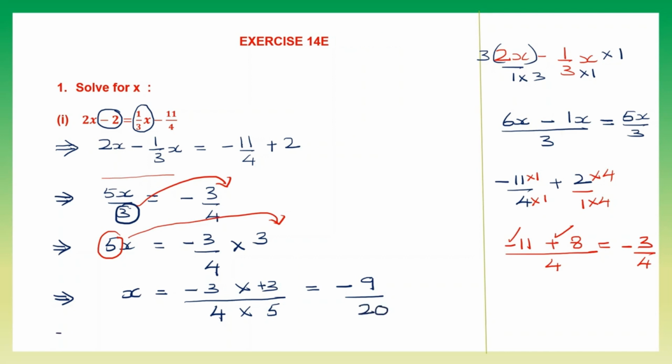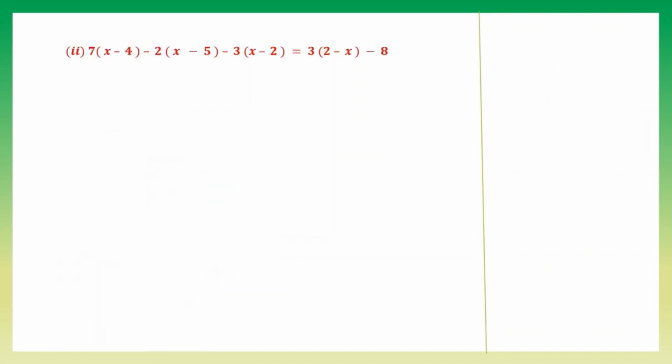So I have found the value of x. We have solved for x. X is equal to minus 9 by 20. So this is our first answer. X is equal to minus 9 by 20.